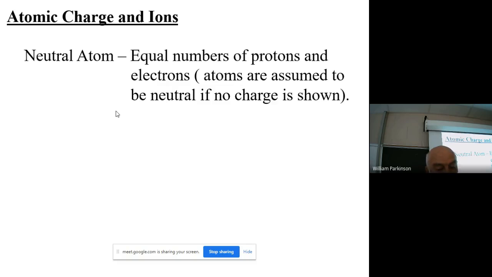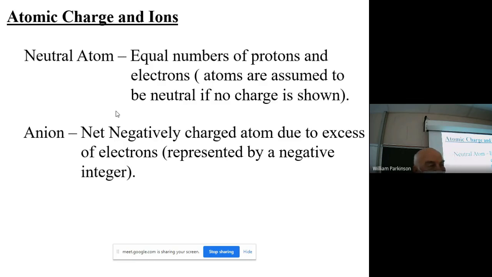Now, if you make an atom charged, you can make it charged one of two ways. The first way you can charge an atom is to make it an anion. An anion is a negatively charged atom. And of course, negative charges are electrons. So if I'm going to negatively charge an atom, I add electrons to the atom.